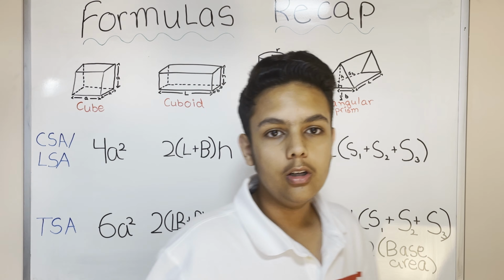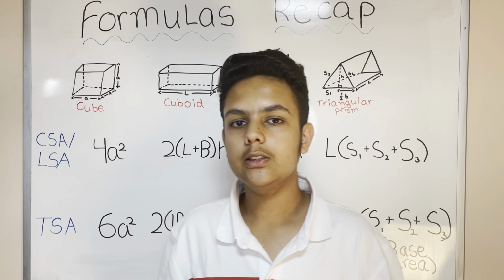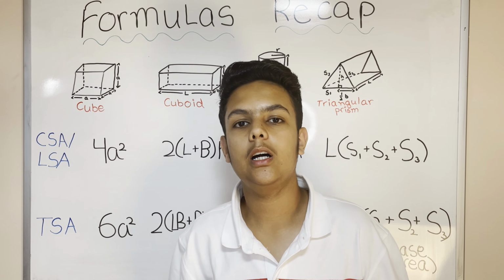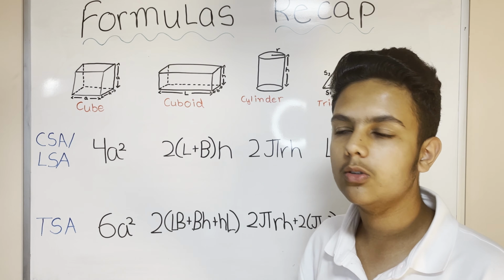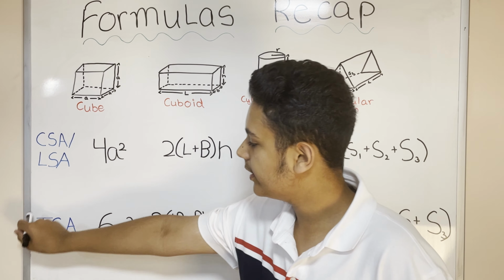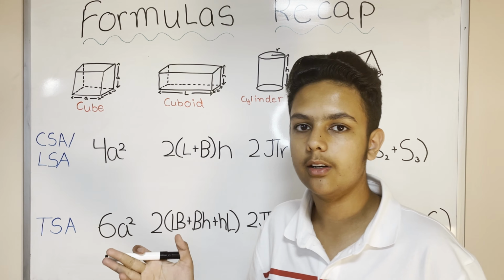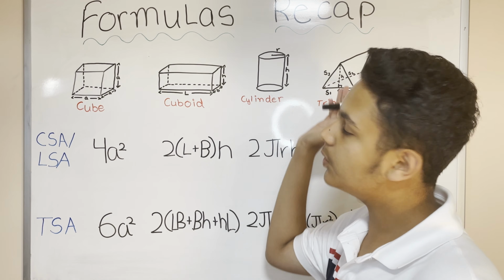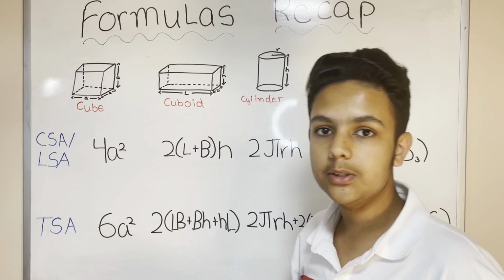So we're gonna recap all the formulas of these four shapes that we need to know for our surface area and square root chapter. First of all, we're gonna know all the TSA, total surface area, like how to find the total surface area of these four shapes. These are all the formulas. And then CSA and LSA, the full form is curved surface area or lateral surface area.